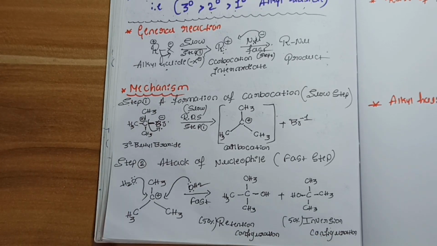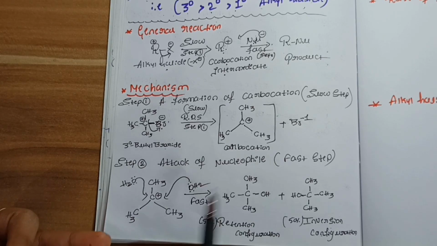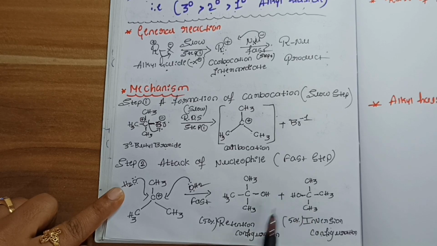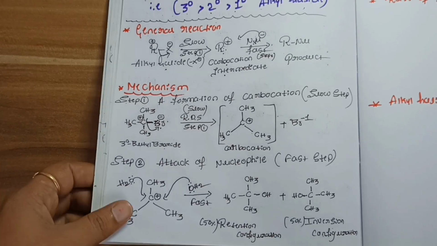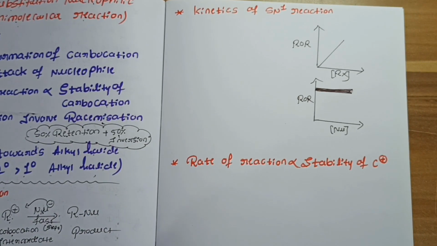Okay, this is about the mechanism. There are only two steps. Step 1 is the formation of carbocation, and step 2 is the attack of nucleophile. Step 1 is what we call the slow step, and step 2 is the fast step. In step 2 the nucleophile attacks from the front as well as the back, so we get two products, both 50-50%, and these two combined are what we call a racemic mixture or racemization.